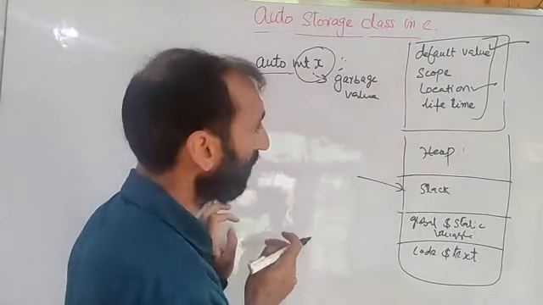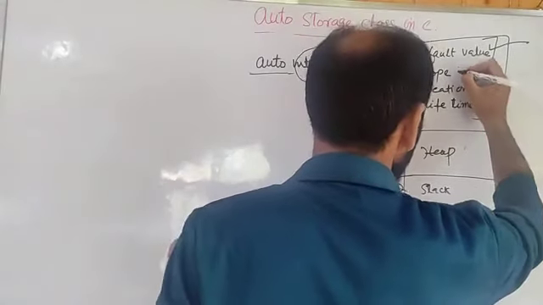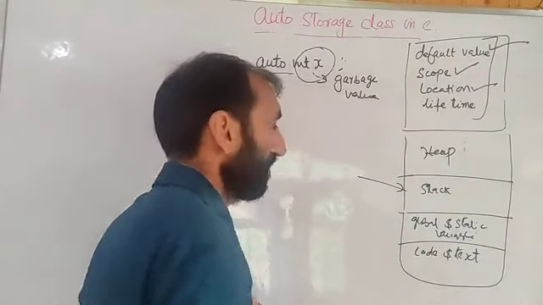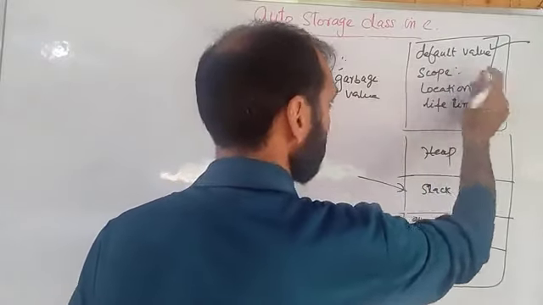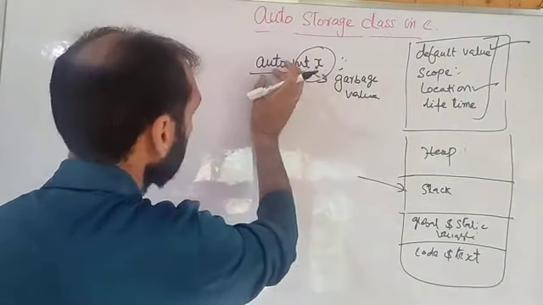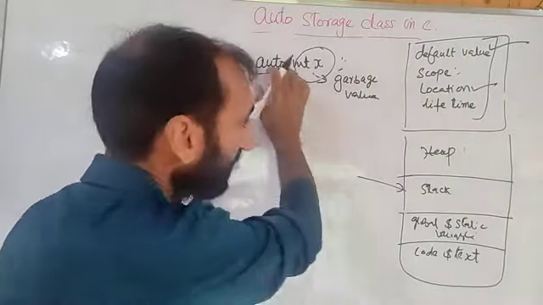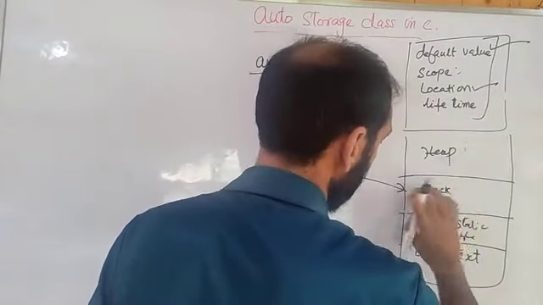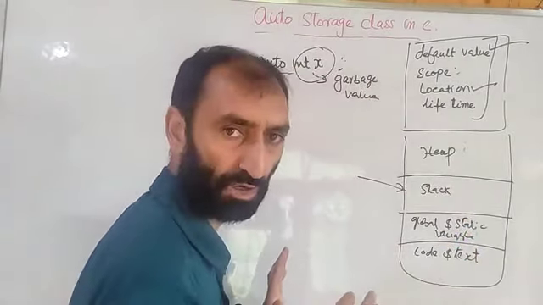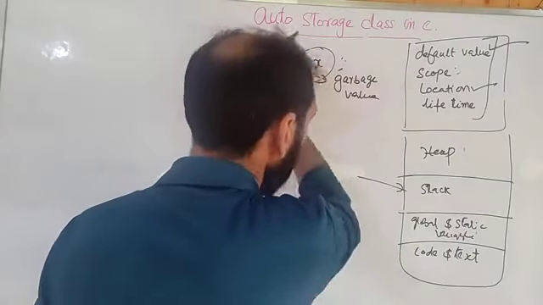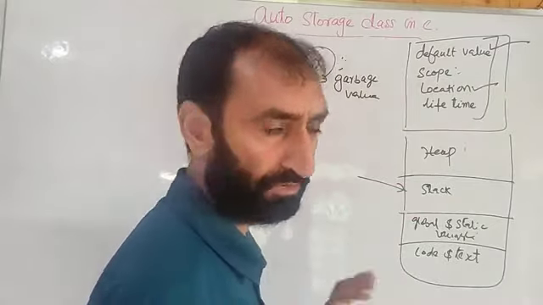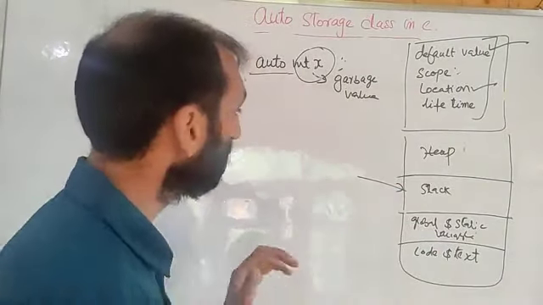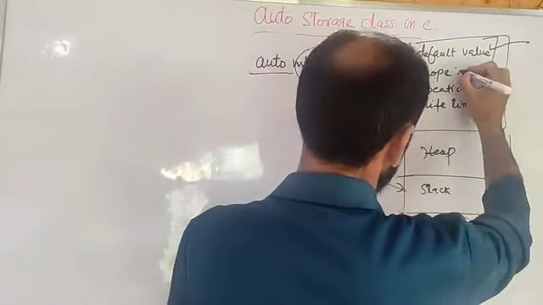Now I hope you have understood what would be the location of the variable when we associate the auto storage class with the variable. At that time, the location would be the stack, the stack portion of the memory, and the default value would be garbage value. So now after that, there comes another topic: scope.